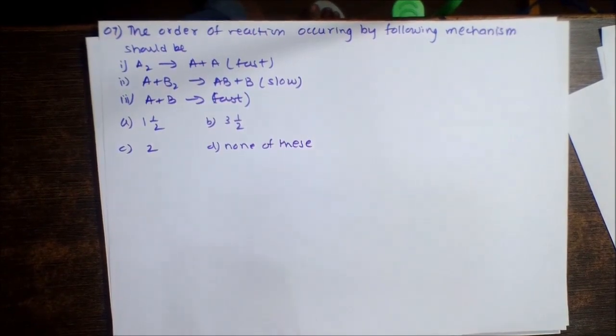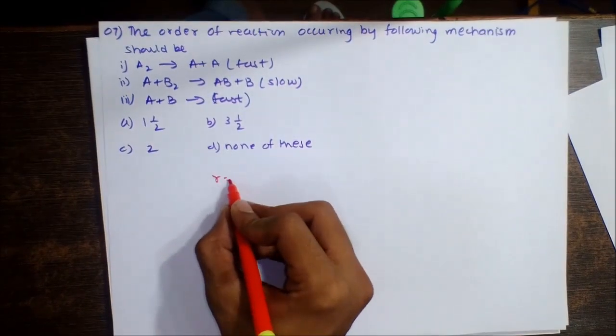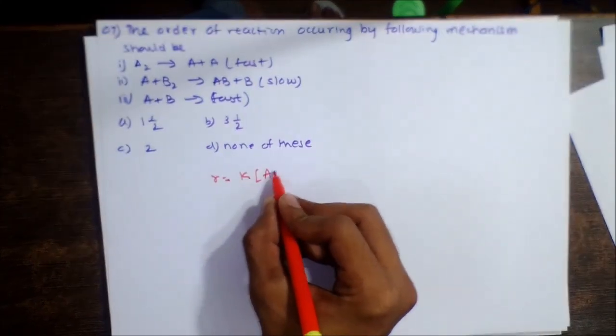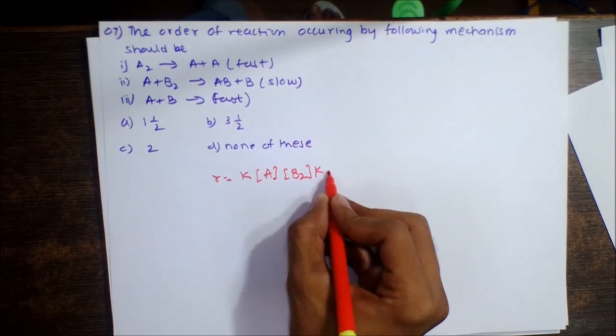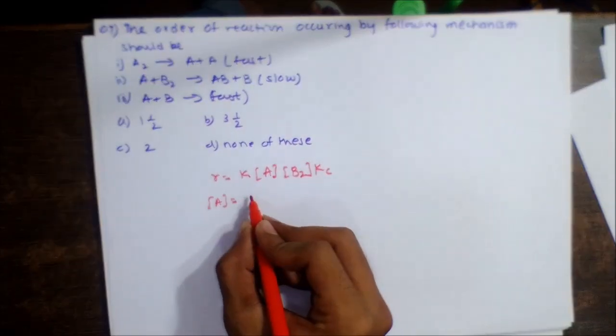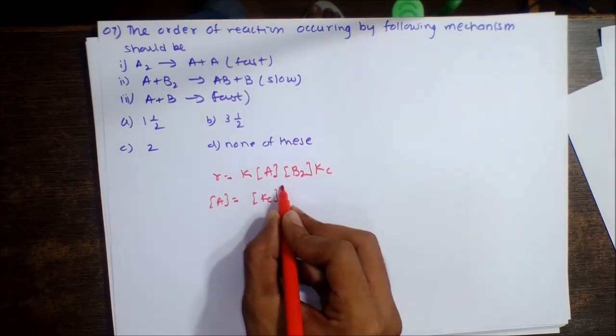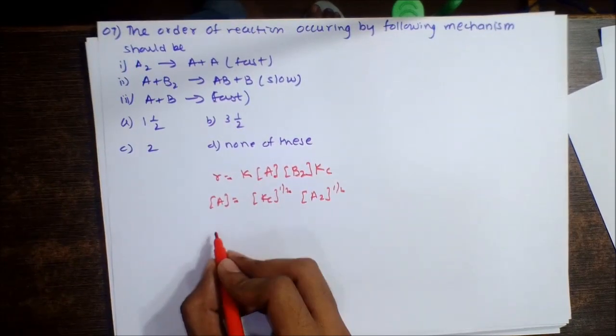Question 7. The order of a reaction occurring by the following mechanism should be. Now, looking at the question, we understand that A plus B2 giving AB plus B is the slowest step. So that is the rate determining step. So r will be equal to k, concentration of A into concentration of B2, raised into Kc. Concentration of A would be equal to Kc raised to half, A2 raised to half.